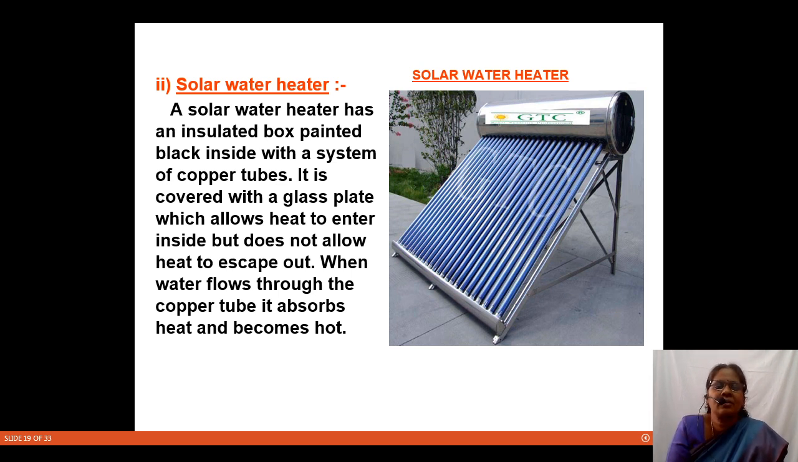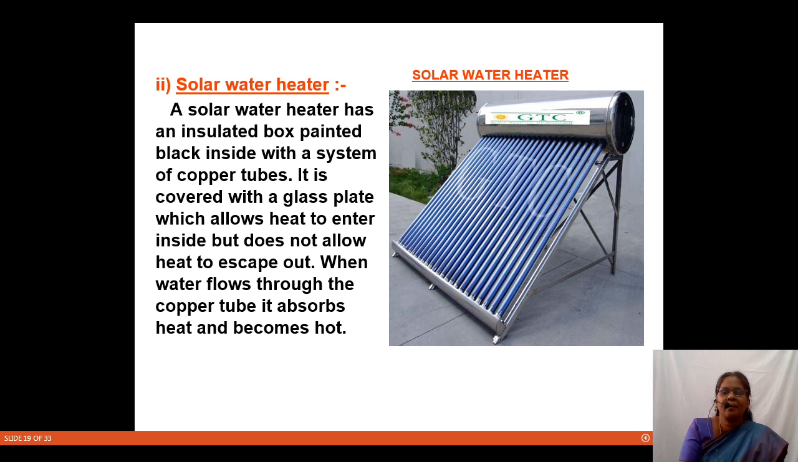Yes, continuation of renewable sources of energy. First example, we have already discussed the solar cooker. What is a solar cooker? How to construct it? What are the advantages and disadvantages of the solar cooker? Second application of solar energy is the solar water heater.